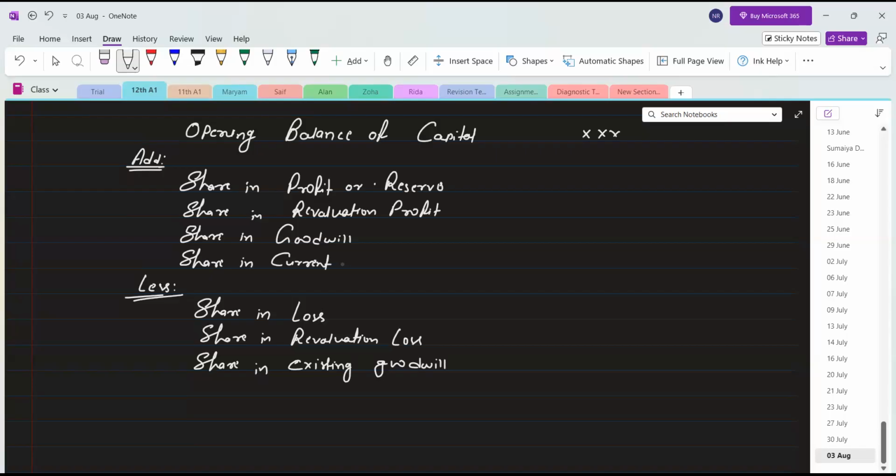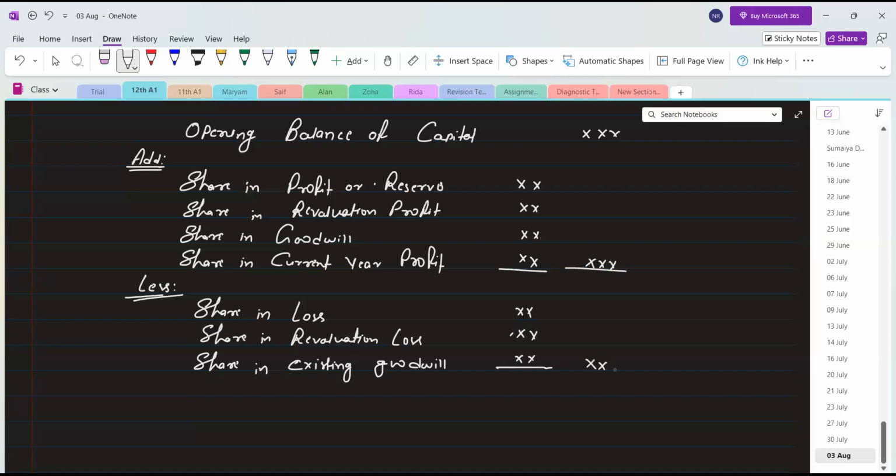Current year profit calculation, do you remember? Maria, do you remember the calculation of current year profit? Not really.